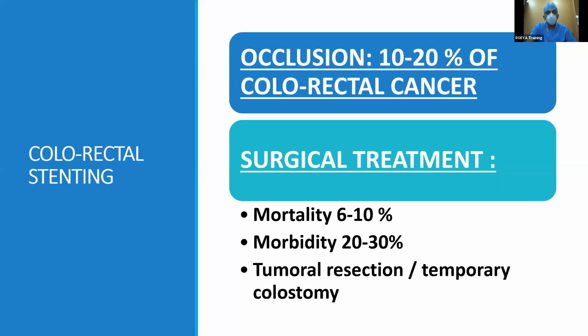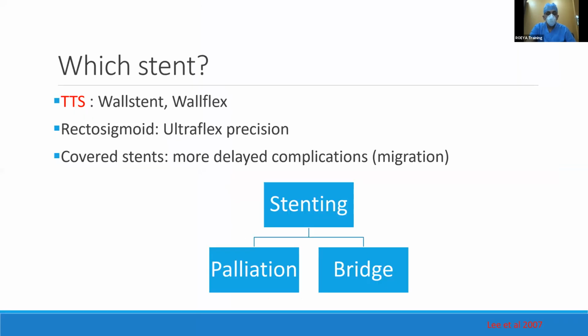So for colonic stenting, it's mainly for when the patient is occluded by the mass, and this is why it's also a palliative stenting. And sometimes you put the stent preoperatively just to decompress the colon before the surgeon goes and does the resection. Which stent? Normally we also use the TTS, the through-the-scope stent. There are some studies about putting an Ultraflex in the rectosigmoid. Personally, I always prefer the uncovered, through-the-scope stent.